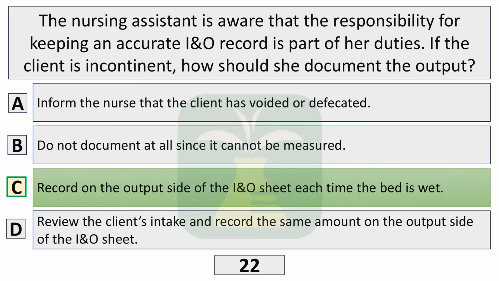Correct answer, C. Record on the output side of the I&O sheet each time the bed is wet. If the client is incontinent, cannot control bowels and or urine, record this on the output side of the I&O sheet each time the bed is wet. Even though the urine cannot be measured, it will be obvious that the client's kidneys are functioning.